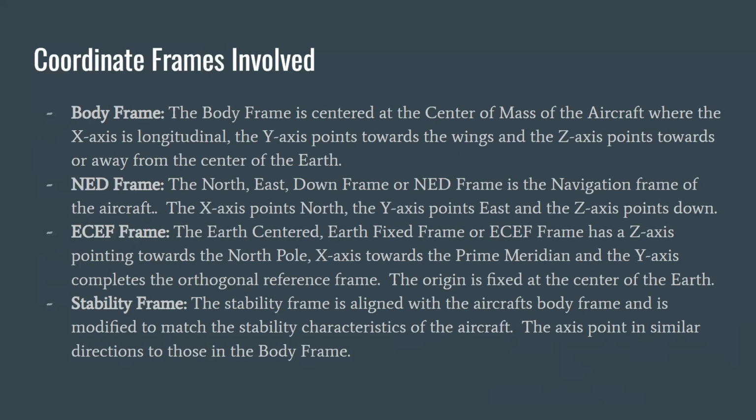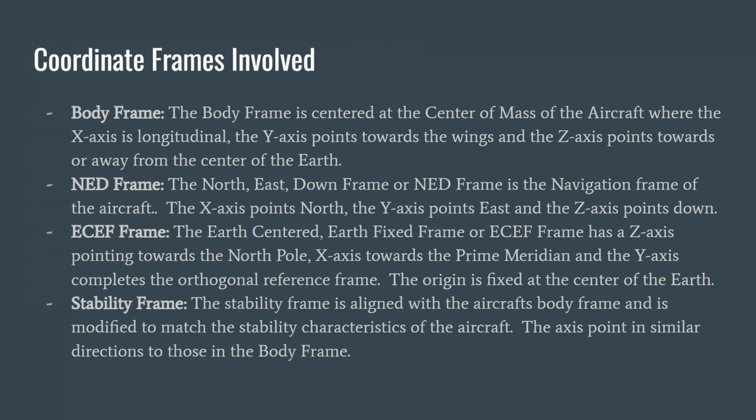So for this problem, there are about four coordinate frames involved, but some more minor ones that we didn't include. The first is the body frame, which is centered at the center of mass of the aircraft, and the x-axis points longitudinally, the y-axis points towards the wings, and the z-axis points towards or away from the center of the Earth. The northeast down frame, or NED frame, is the navigation frame of the aircraft. The x-axis points north and the y-axis points east, while the z-axis points downwards.